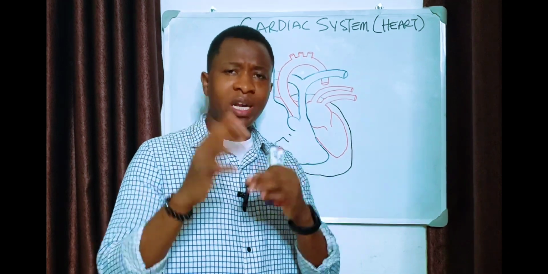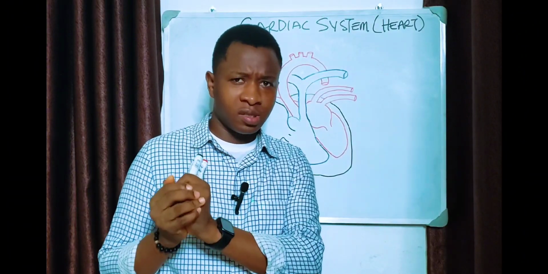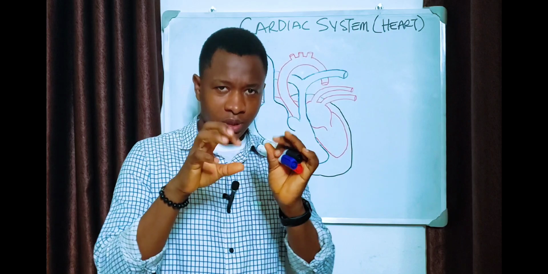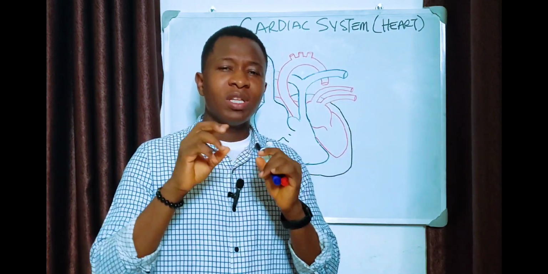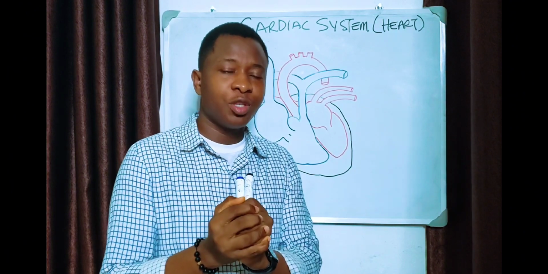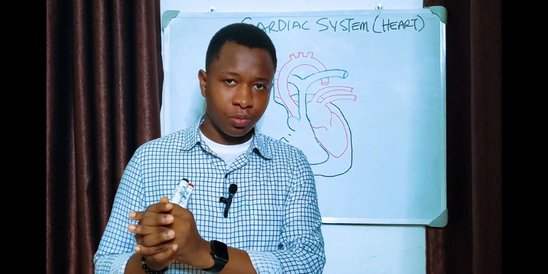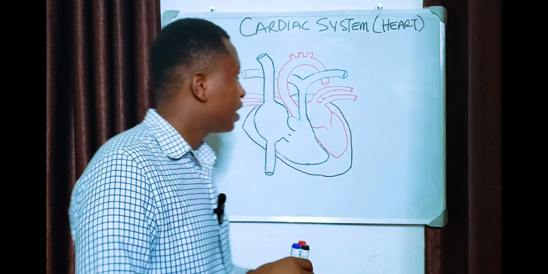So the heart is a specialized type of muscle that contracts to generate some sort of force that pushes blood from the chambers of the heart to other parts of the body where it is needed. This force that is generated as a result of the contraction of the heart is referred to as the pressure. The pressure is often measured in millimeters of mercury.